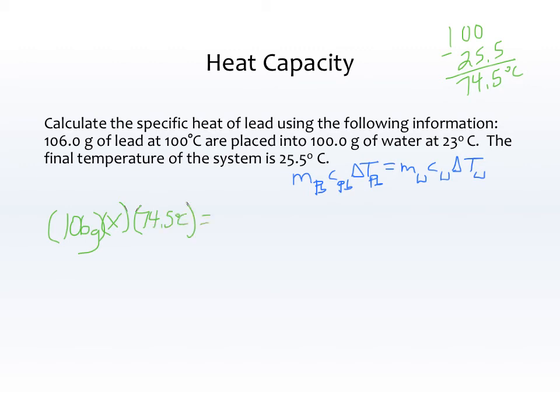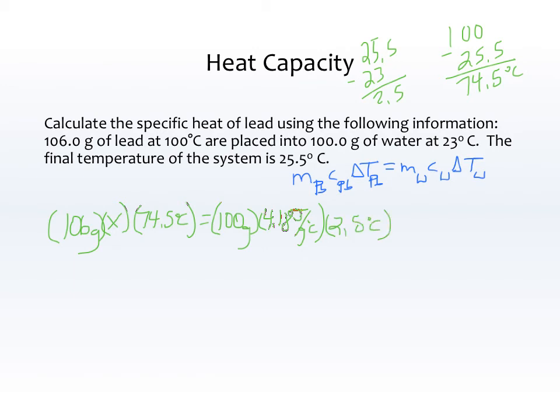The water, that was only 100 grams instead of 106. The specific heat of water we know is 4.18. Let me write that nicer. And the change in temperature of the water, well, it had 25.5 at the end, but it started at 23. So if we subtract those, we get 2.5. The water changed by 2.5 degrees.